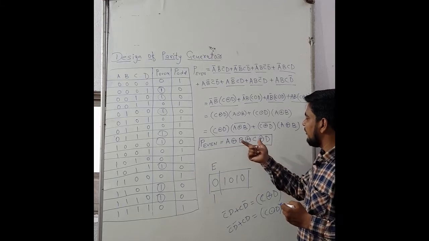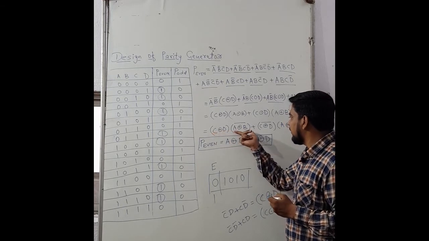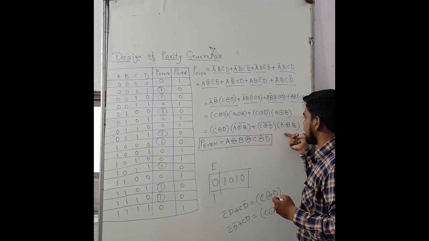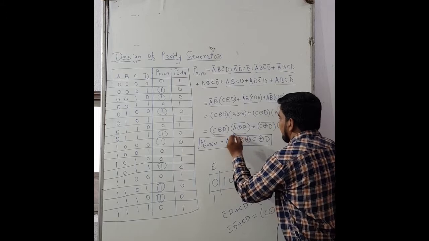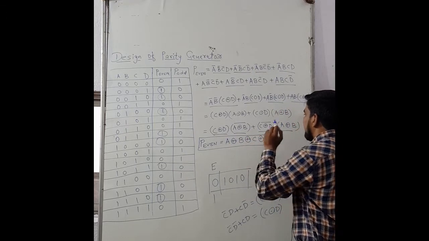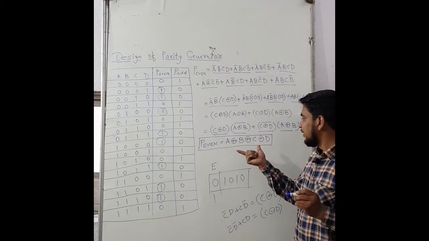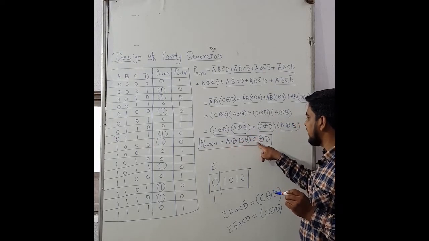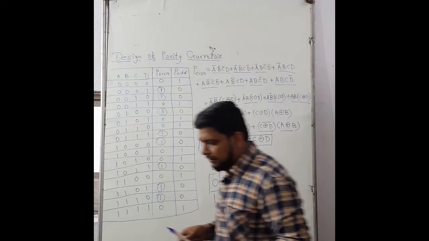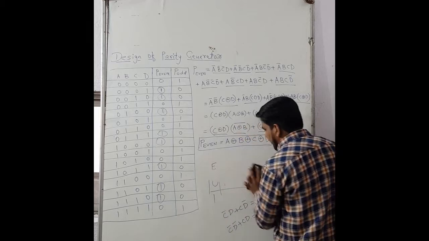Now you can observe that this expression is in the form of a b bar plus a bar b. This complete term we can replace as a XOR with b. So replacing the values of a and b, you are getting a XOR b XOR c XOR d. In this way we can reduce the expression. This is the minimized form of this expression.